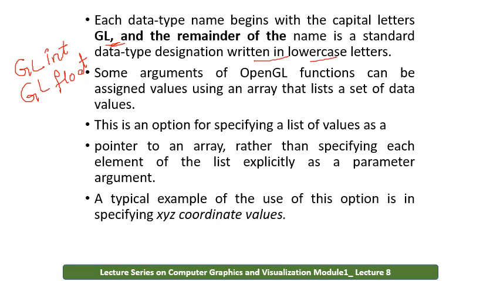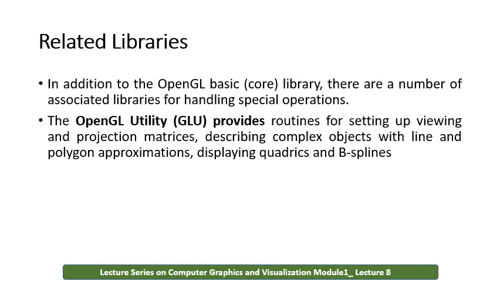Some arguments of OpenGL functions can be assigned values using an array that holds a set of data values. This is an option for specifying a list of values as a pointer to an array, rather than specifying each element of the list explicitly as a parameter argument. The typical example with this option is specifying an XYZ coordinate value, which may be specified according to the Cartesian coordinate system.